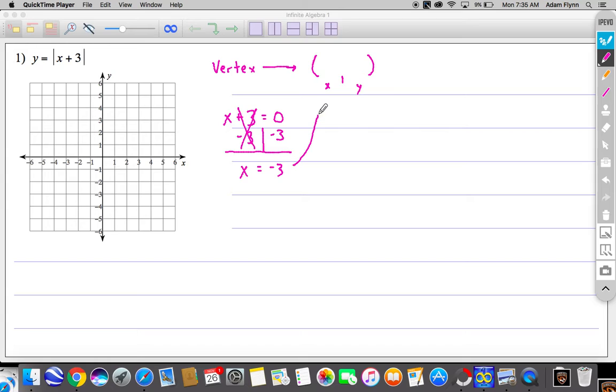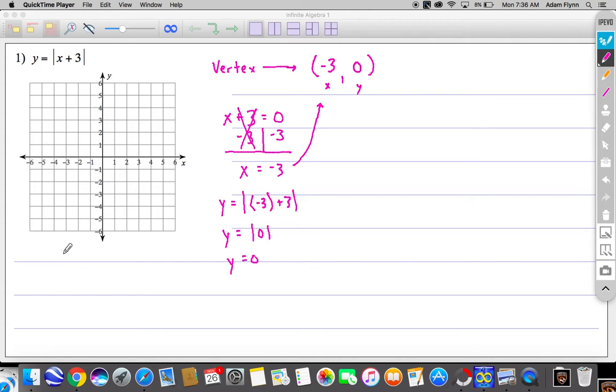So I'll take this negative 3 and I'll plug it in for my x-coordinate. Now to find my y-coordinate, I will take this negative 3 and plug it into my original given equation. So I've got y equals the absolute value, instead of x I'm plugging in negative 3, plus 3. Negative 3 plus 3 is 0, so I get y equals the absolute value of 0. And I know 0 is 0 units away from 0 on the number line, so I know y is going to be 0. So my vertex is going to be the point negative 3, 0.